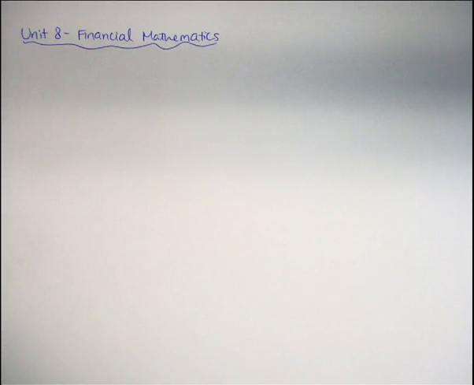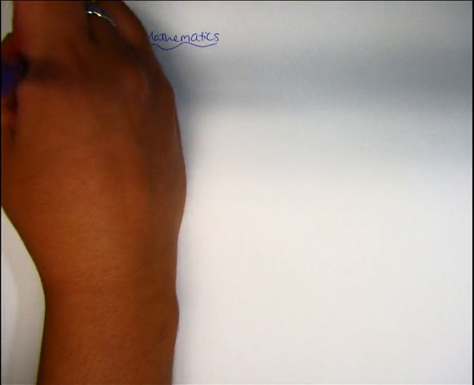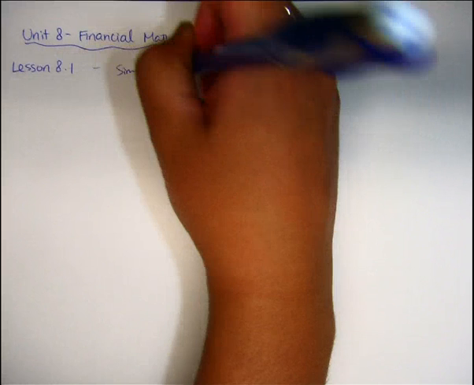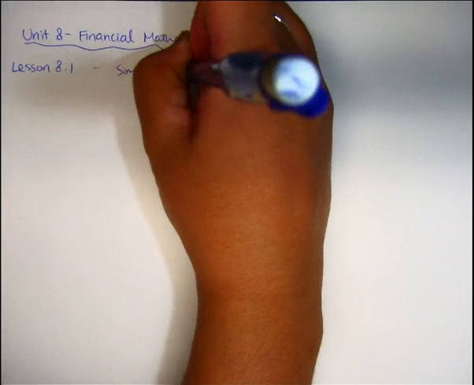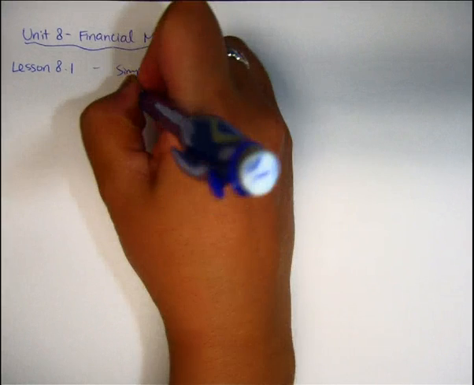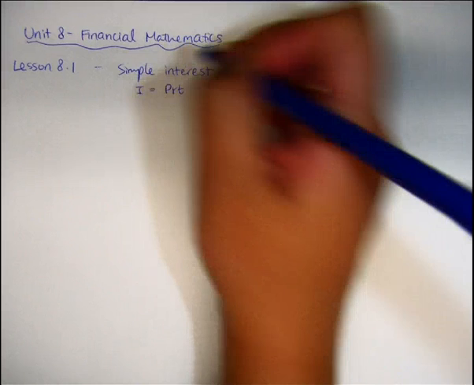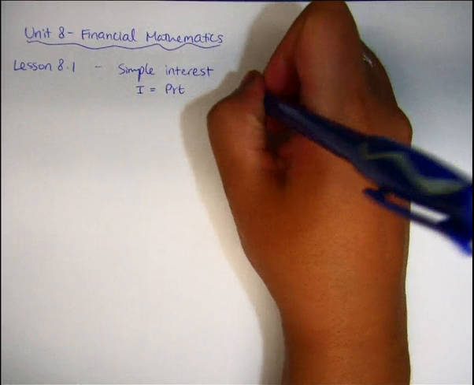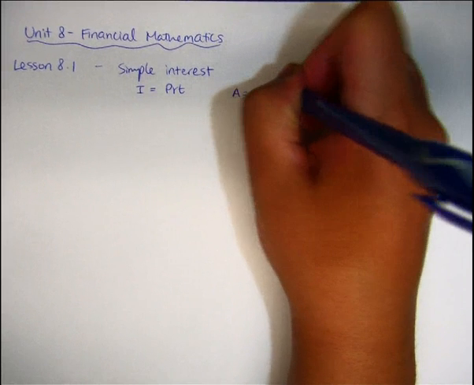In this unit, we learned all about financial math. The first lesson, we learned about simple and compound interest. So I'll start with simple interest first. The two formulas that we used for simple interest were I equals PRT and A equals I plus P.